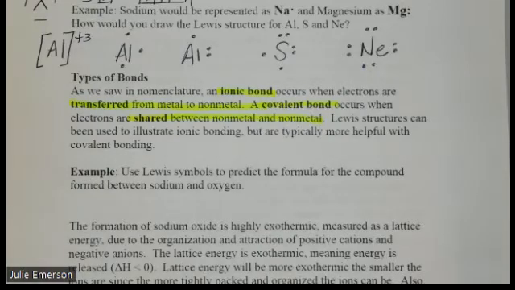So Lewis structures are way more helpful when we do covalent bonding, but we can use them to illustrate ionic bonding. In my mind, I kind of think, well, it doesn't really tell us anything we don't already know. So what's the point? But we're going to look at one of these, right?